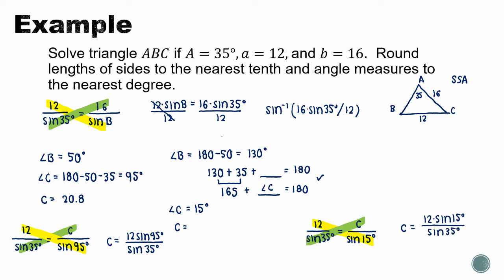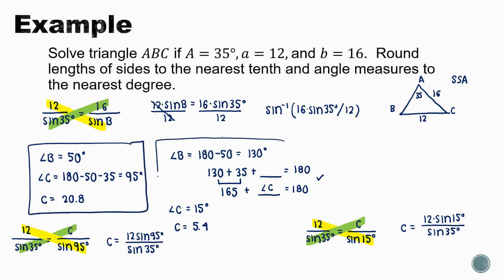We'll round to the nearest tenth, because the calculator says 5.41, it'll become 5.4. So notice that this is my information for triangle 1. And then over here, this was my information for triangle 2. So we have two different sets of answers.